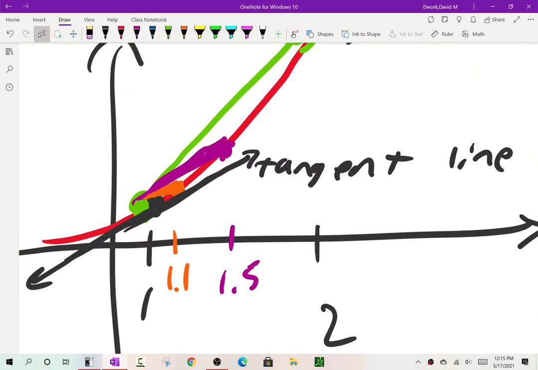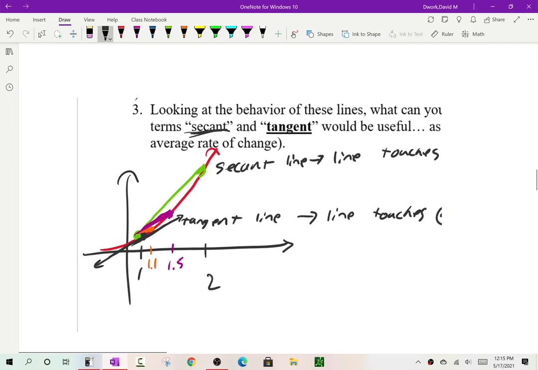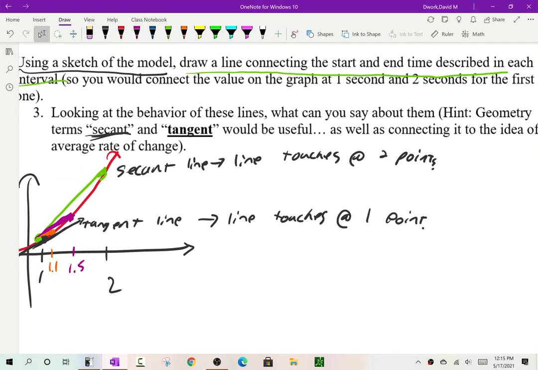Now, the black line technically really isn't a tangent line because it is really going through 2 points, right? But one of the points was 1 and the other one was 1.0001 or something like that. It was so close that they're basically right on top of each other. You can't tell the difference. So when you connect the dots and you draw that line out, it looks like a tangent line, doesn't it? So this is interesting because a tangent line is a line that touches only at 1 point.